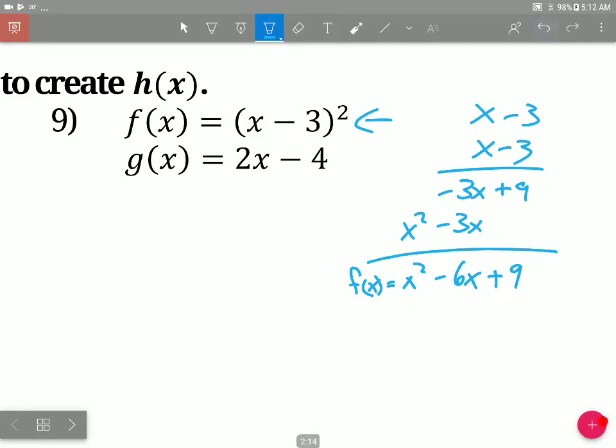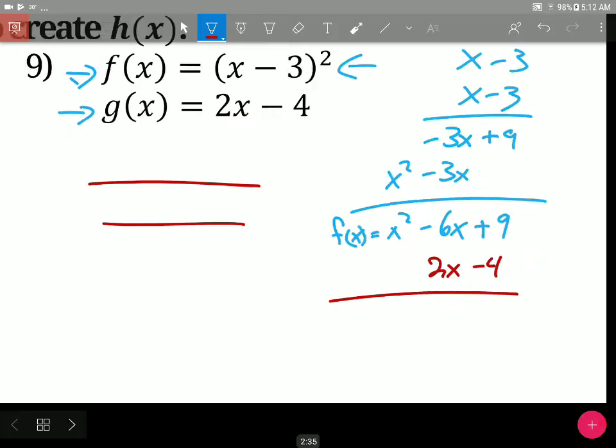No, that's not the final answer, but the question states, what is f of x times g of x? So, if I want my f times my g, that's my f. You can rewrite it over here if you want and do f on top, g on bottom, and multiply it out. I'm just going to put it right here, 2x minus 4, and do the same thing.